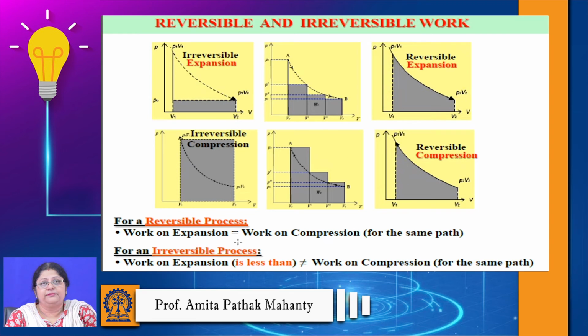But for an irreversible process, you see, the work done in the compression process and the expansion process is not equal. The work in the expansion process, this is the expansion process, is much less than the work in the compression process. So you can understand, expansion means the work done by the gas. Here, the work done is much less in the expansion process than in the compression process. So you can make that out from the diagram itself.